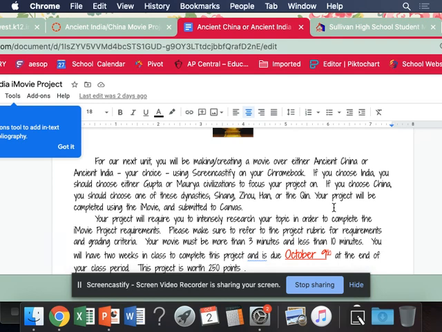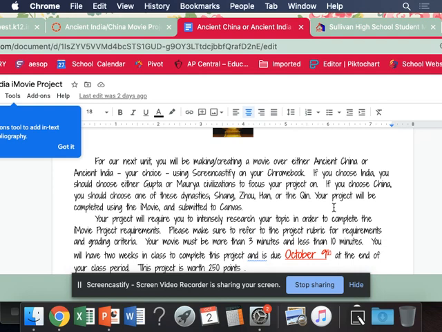And Screencastify should already be on your Chromebook, so you should be able to find it. It is a Google extension, so you will need to look in your extensions. If we have trouble with that, I'll walk you through that.